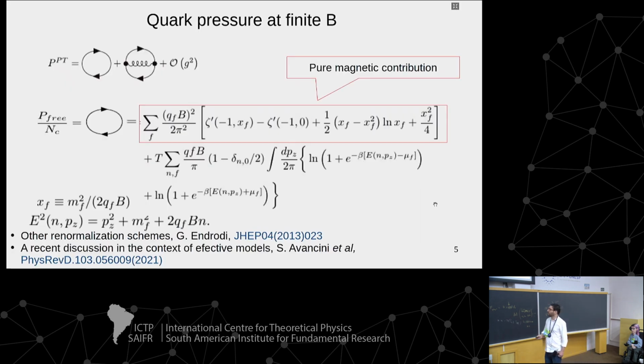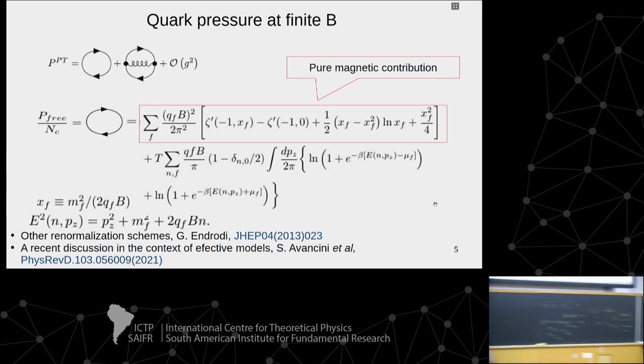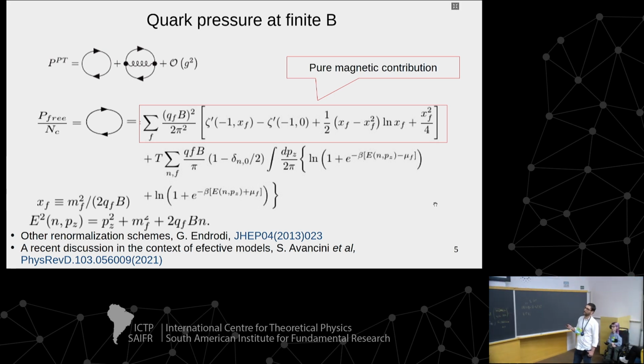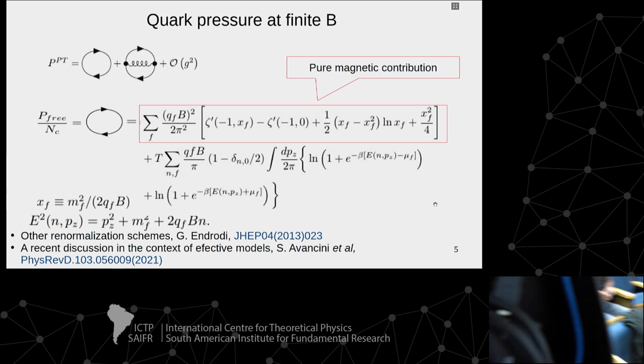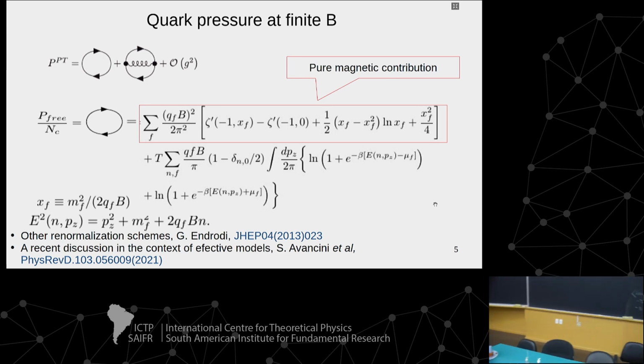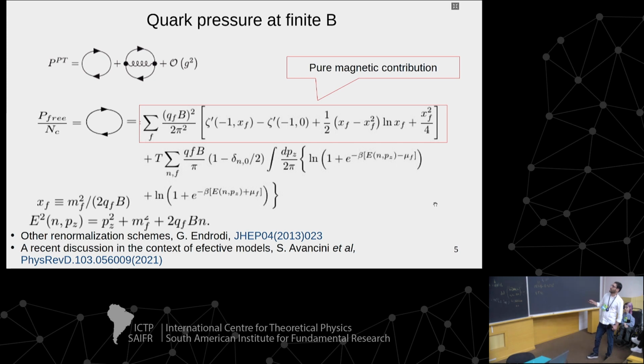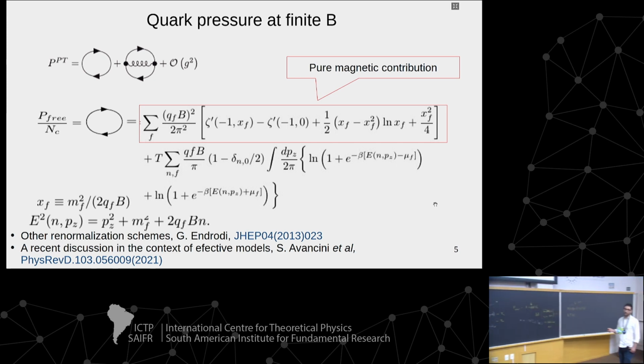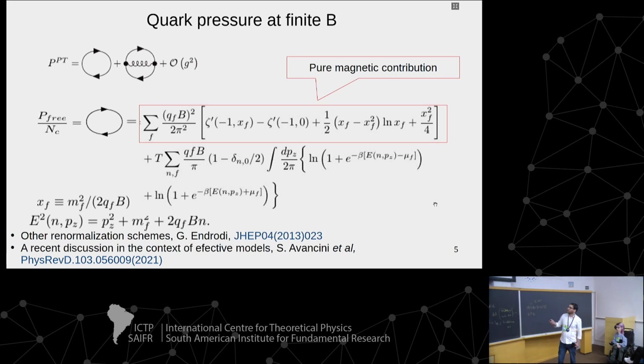So let me speak a little bit about the quantities we are using. We are calculating the quark pressure at finite magnetic field, going up to 2 loops. So we have here the 1 loop pressure, which is commonly called the free pressure, and this is commonly called the exchange diagram. First let me talk about the free one. We can write it in this way, where you have a pure magnetic contribution, similar to the one that the others showed in the morning, and you have the thermomagnetic contribution.